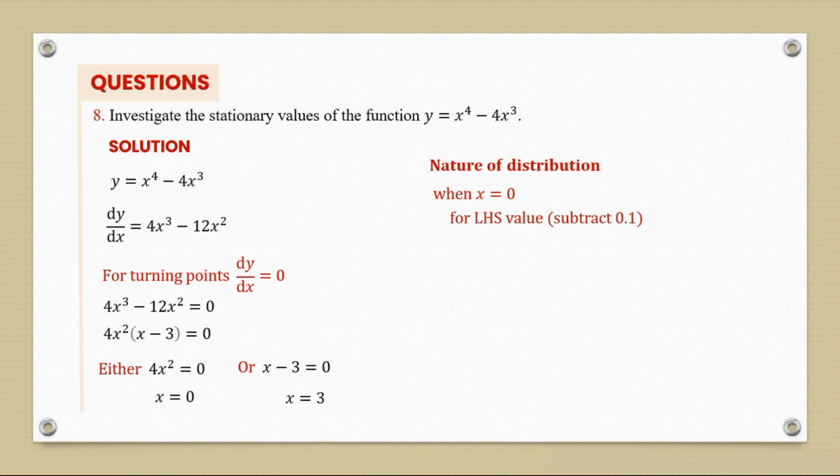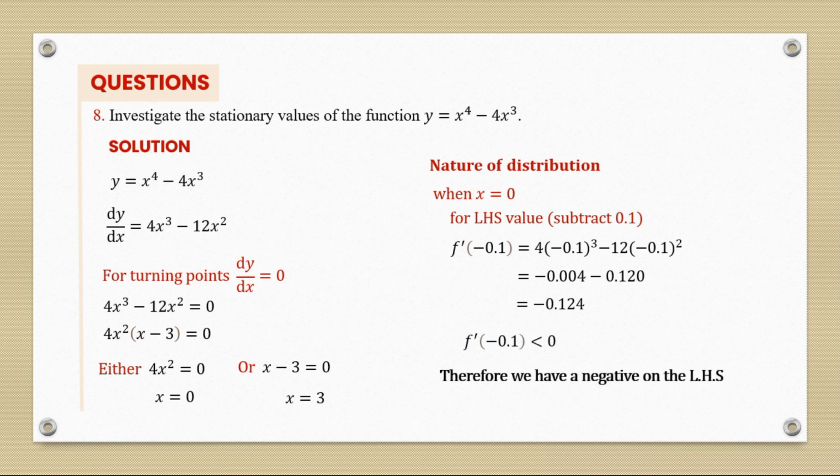Let's look at the left hand side. On the left hand side, I'm going to subtract 0.1 to get that value. Now 0 minus 0.1 shall give me negative 0.1. Now the derivative in this case is this function here, 4x cubed minus 12x squared. So it's where we're going to be substituting in. So when x is negative 0.1, I'll substitute it into this equation. So I'll have it this way. I'll get negative 0.124. So its value is less than 0, which means we have a negative on the left hand side.